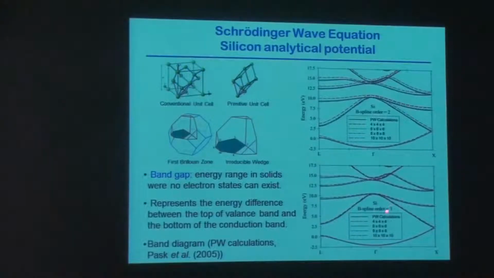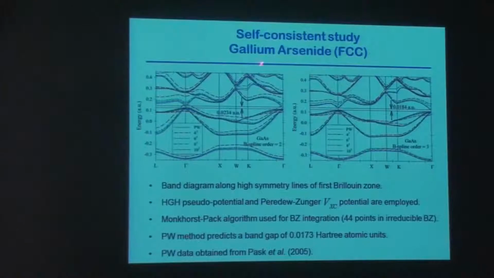We see a similar feature if we order elevate B-splines to 3. So the H refinement feature for order 2, and for order 3. But if we just focus on the 4 by 4 by 4 calculation for order 2, which is this here, as we go to order 3, it is very close to the plane wave calculations. So it has the H refinement feature, but on a case by case basis, you can see it also has the P refinement feature. If you keep the mesh the same and order elevate the polynomial, you will get P refinement. Now here is gallium arsenide.